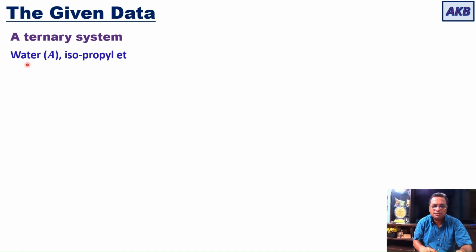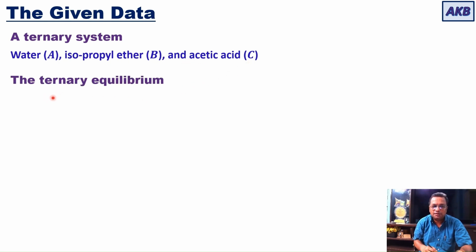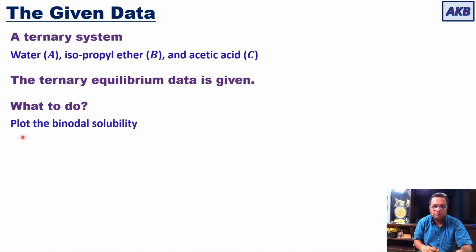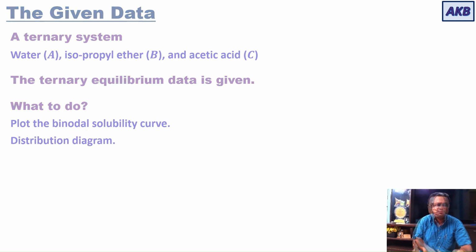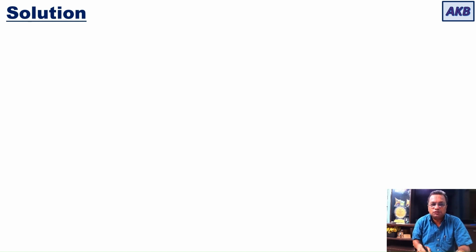Okay, so first let us list what is given to us, the given data. You have a ternary system of three components: water, that is A, isopropyl ether, that is B, and acetic acid, that is C. The ternary equilibrium data is given to us, and what are we supposed to do? First we have to plot the binodal solubility curve, and then we have to plot the distribution diagram. Simple task. Okay, now let us go for the solution.